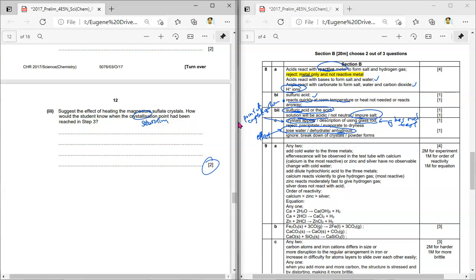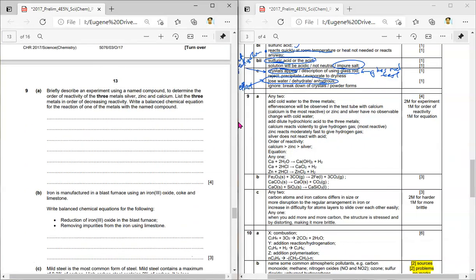So question 8 is a test, not in terms of whether you have memorized the salt preparation method, but more of whether you have understood what the salt preparation method is about. Okay, next. So what we have here is question 9.